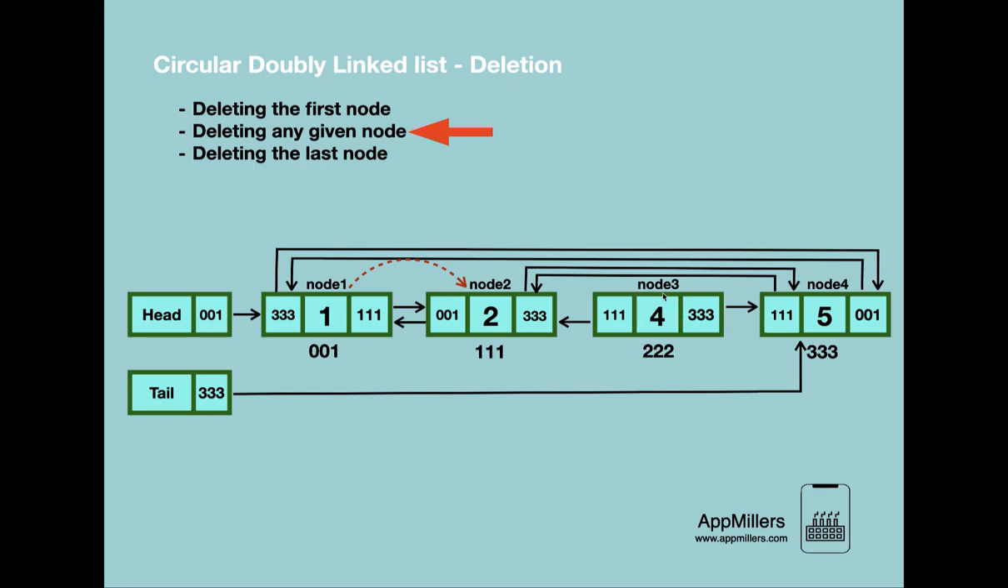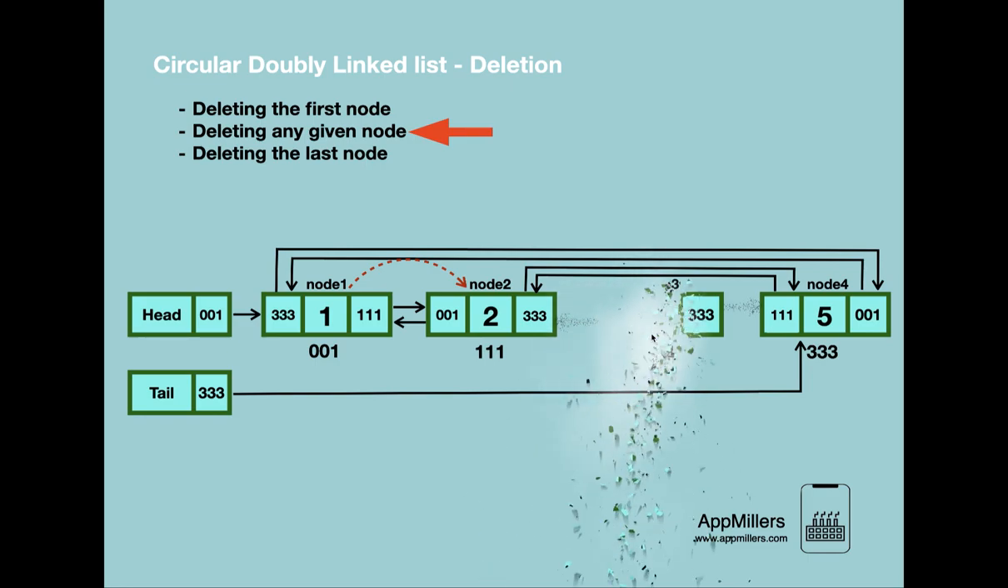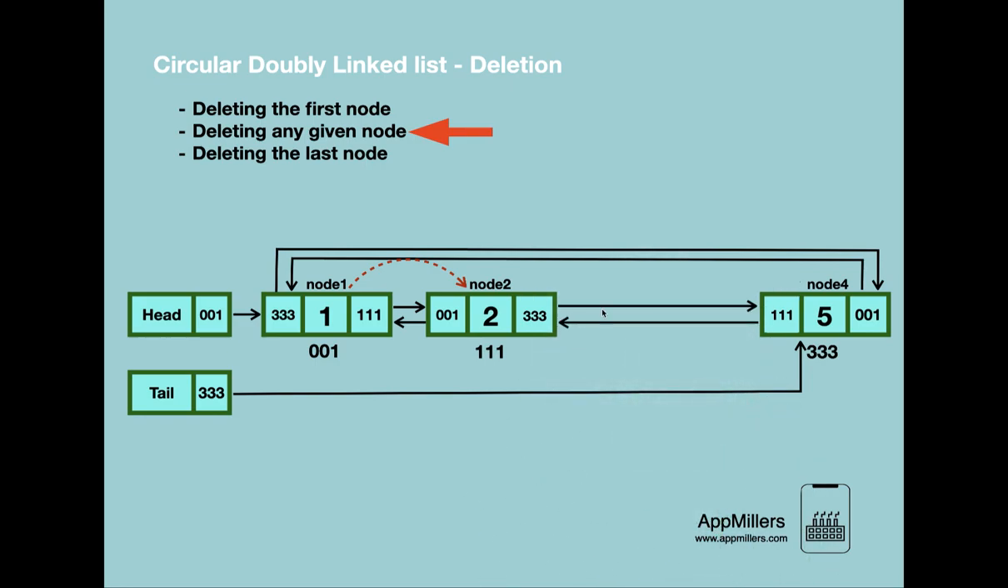As you see, there is not any reference which points to node 3 now, and this means that node 3 is eligible for garbage collection. So the garbage collector comes and deletes this node from here. With this, deletion of a node from the middle of a circular double linked list is complete.